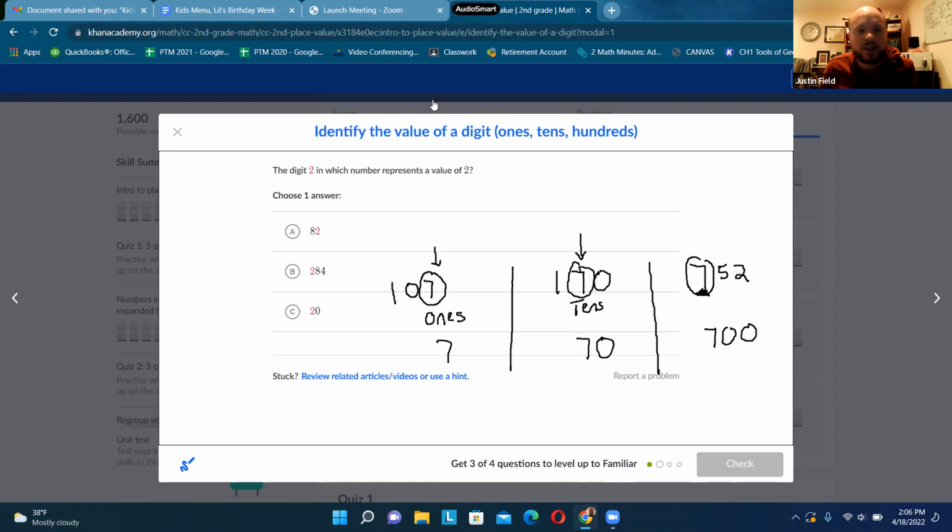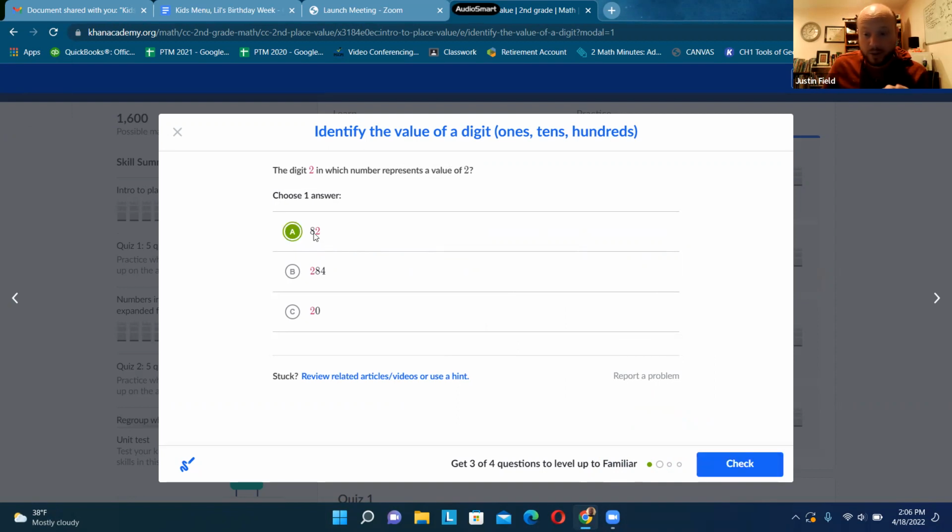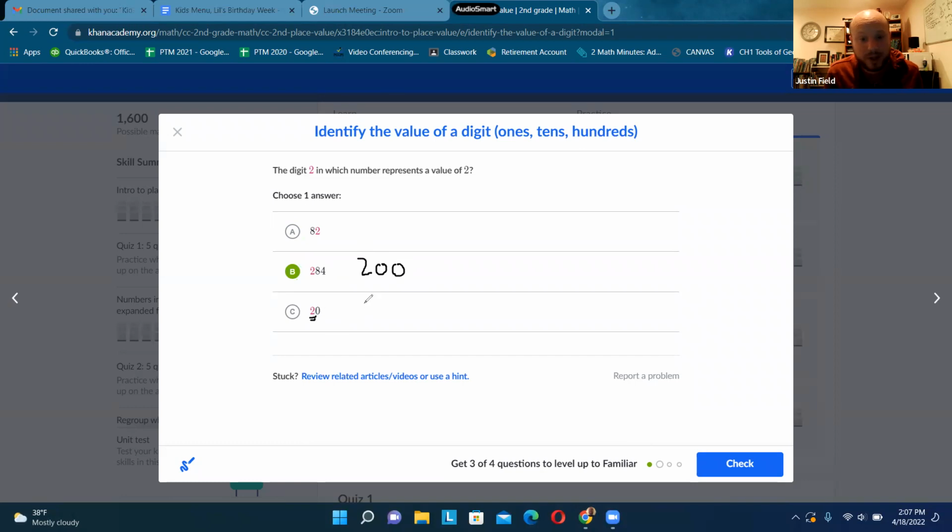So let me clear this now. The digit 2 in which number represents a value of 2? So 82, that 2 is in the ones place. So that does represent a value of 2. But in this second one, that's 284. In this one, the 2 is in the hundreds place. So that represents 200. And in this one, the 2 is in the tens place. So that represents 20. In this one, the 2 is in the ones place. So that represents 2. So you see, we just put zeros behind the digit.